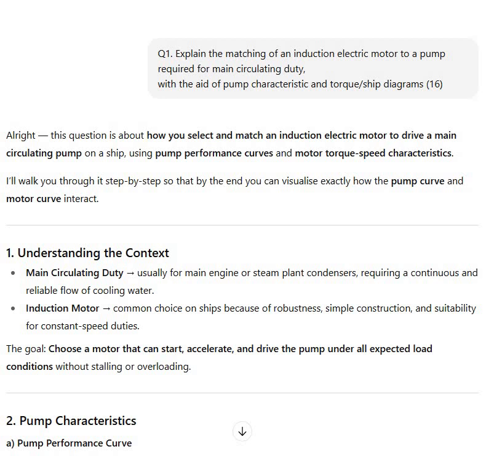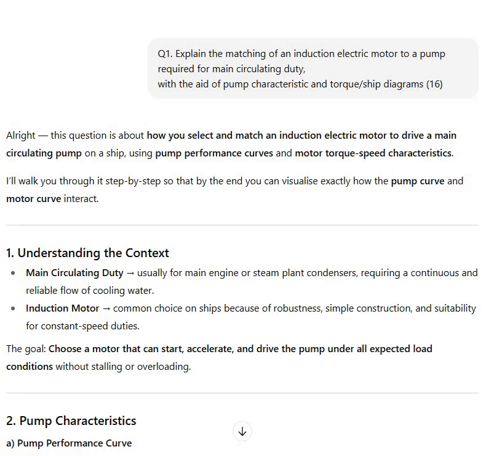The first question here, the Q1, is: explain the matching of an induction motor to a pump required for a main circulating duty pump with the aid of a pump characteristic and torque diagram. So let us take an example of the pump that keeps on circulating, that is the boiler feed water circulating pump. Also, the main engine fuel oil and generator fuel oil supply circulating pumps are continuously circulating, but they are positive displacement. But the boiler feed water pump is definitely a circulating pump.